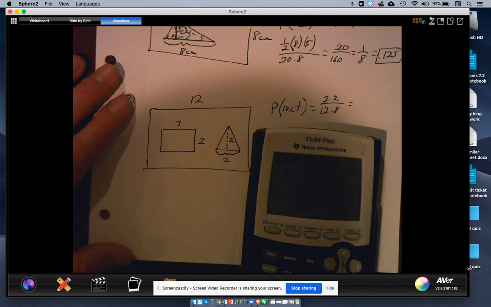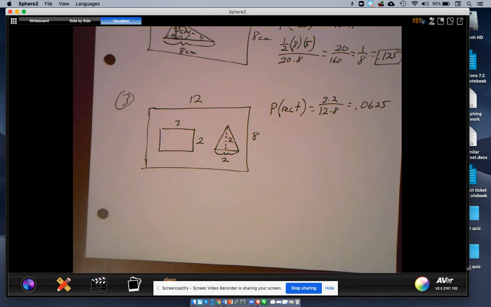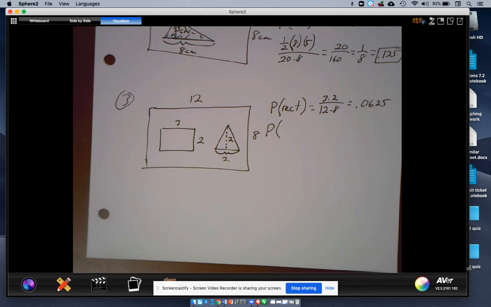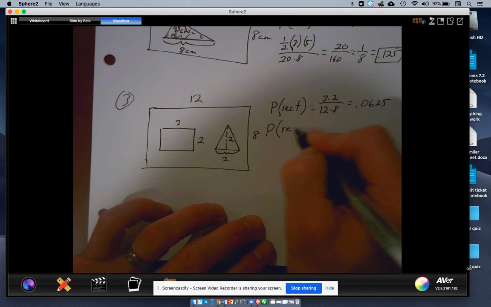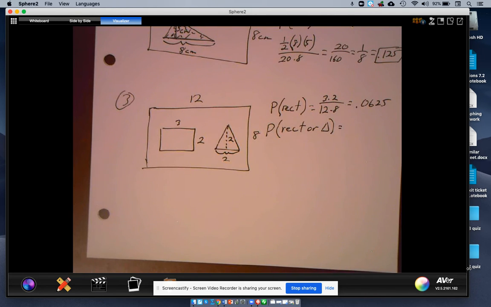So 6 divided by 96 is 0.0625. So the probability of that ball hitting the rectangle is 0.0625. Well, what if I changed it? What's the probability that it hits the rectangle or the triangle?